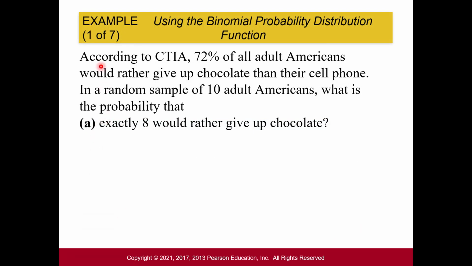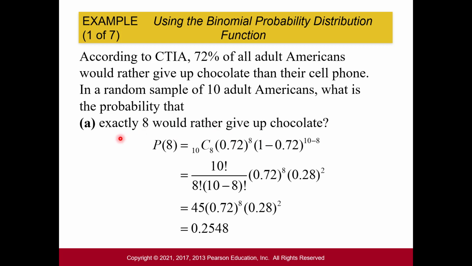So let's try this out. According to CTIA, 72% of all adult Americans would rather give up chocolate than their cell phone. In a random sample of 10 adult Americans, what is the probability that A, exactly 8, would rather give up chocolate? Okay.